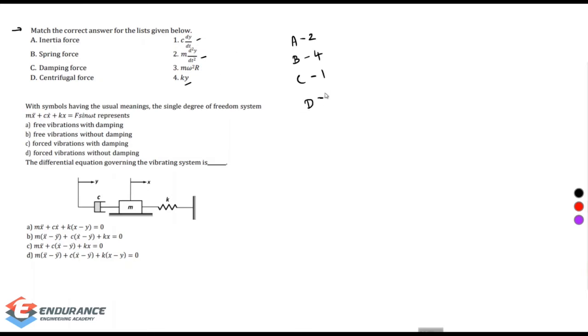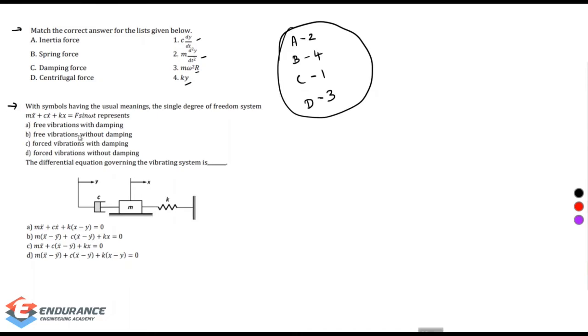And the centrifugal, we know that r omega square is a centrifugal acceleration. And if I multiply with mass, I will be getting the force. So that is m omega square into r. Okay, so let me just write it down. Yeah, 3, 2, 4, 1 is the correct answer. Okay. Moving forward, next question.